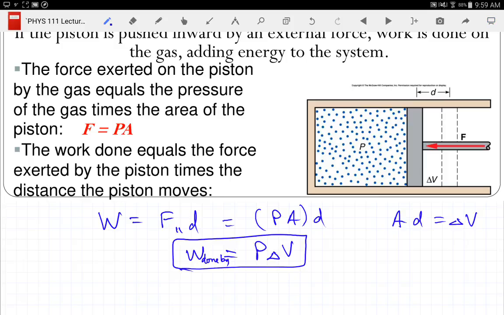And that's why the traditional signs for delta U is equal to the heat added minus the work done by. We put the minus sign here so we can put that in with positive signs. So what's the importance of this? We can now calculate the work done on a system by looking at the pressure and the change in volume. Notice it's pressure times change in volume. Not the change in pressure times volume, not the volume times the change in pressure. You have to have a change in volume to have work done.